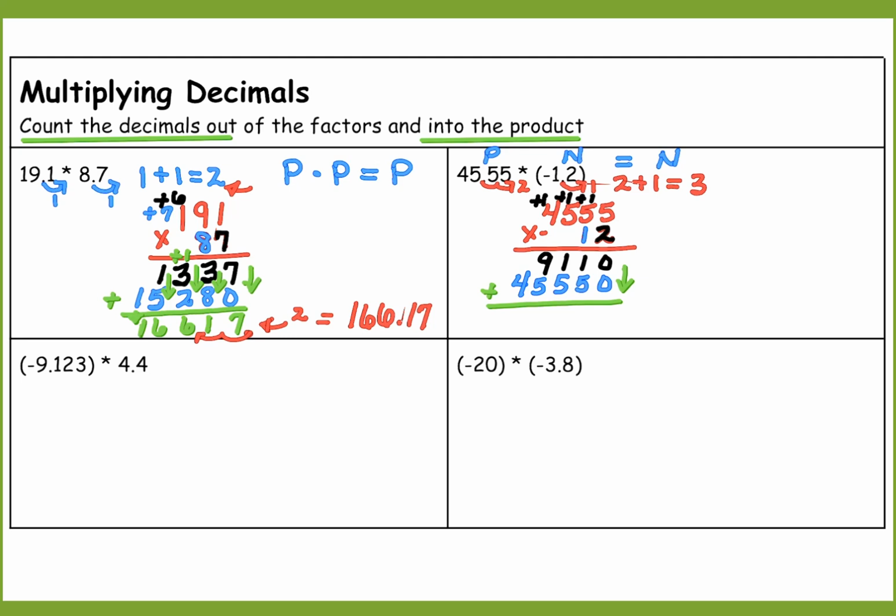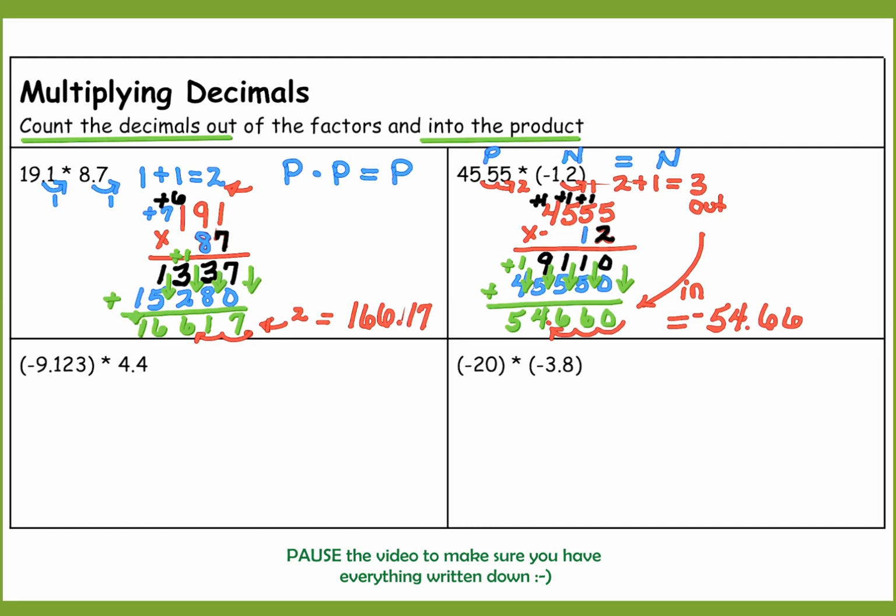Now we add these two values together. 0 plus 0 is 0. 1 plus 5 is 6. 1 plus 5 is 6. 9 plus 5 is 14. So let's carry that 1. And 1 plus 4 is 5. So here we have 54,660. And we remember that we moved our decimal out 3 spaces. So we have to move it back in 3 spaces when we get to our product. 1, 2, 3. That means our decimal point goes in between the 4 and the 6. And our final answer is negative 54 and 66 hundredths.